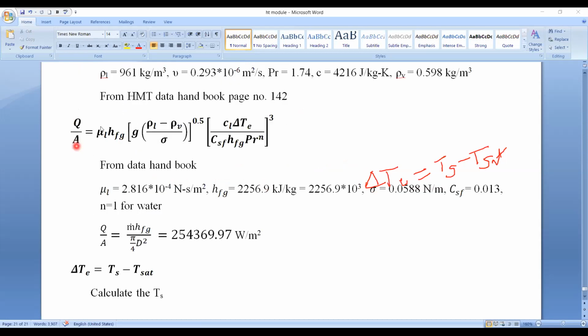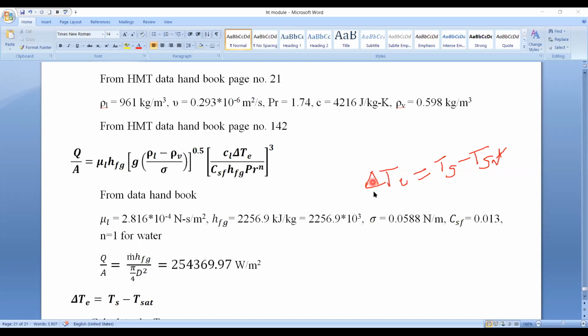Now substitute in this equation, you know all the values. The only unknown is delta TE. Once you get the value of delta T, the temperature difference, use this equation: delta T equals surface temperature minus saturation temperature. Substitute here saturation temperature as 100 degrees centigrade. You will get the value of TS, that is the surface temperature of the bottom. I hope this is clear.